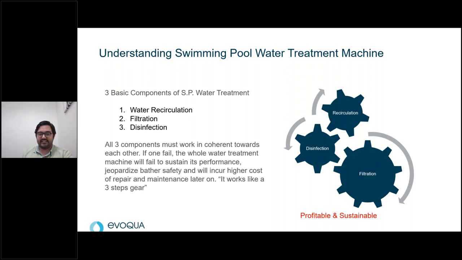And the last is the disinfection system: what kind of method and efficiency your system has to maintain the water chemistry as required. All these three components have to work coherently with each other. If one fails, the whole water treatment machine will fail to sustain its performance, jeopardizing bather safety. It will also incur higher repair and maintenance costs in the future. So this works just like three steps.